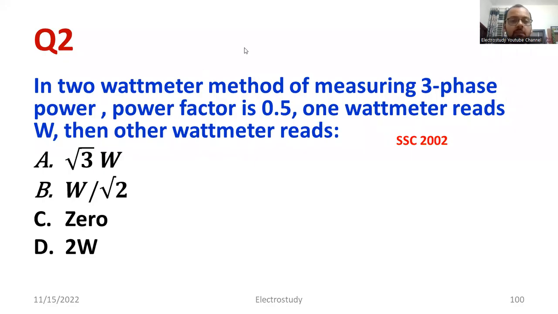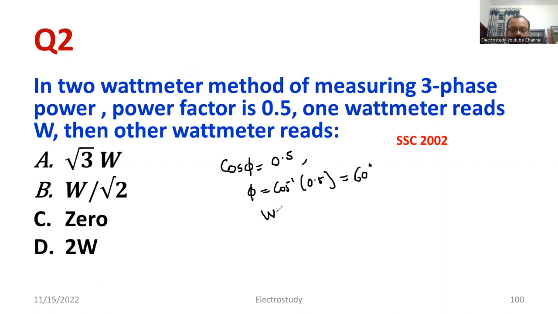Now there is a numerical example. The two wattmeter method is mainly used for measuring three-phase power, right? The power factor is 0.5. Power factor is usually represented by cos phi. Cos phi is equal to 0.5. From that, you can calculate phi. Phi is nothing but cos inverse of 0.5. What is cos inverse of 0.5? It is nothing but 60 degrees. One wattmeter reads W, so let me write W1 is W. What about the other wattmeter reading?